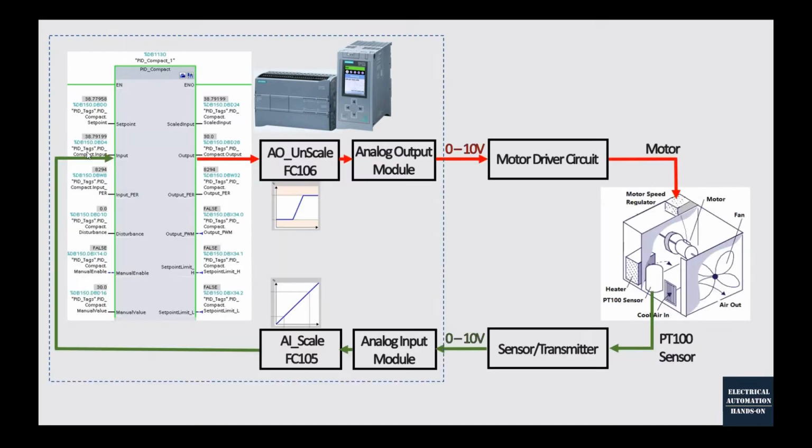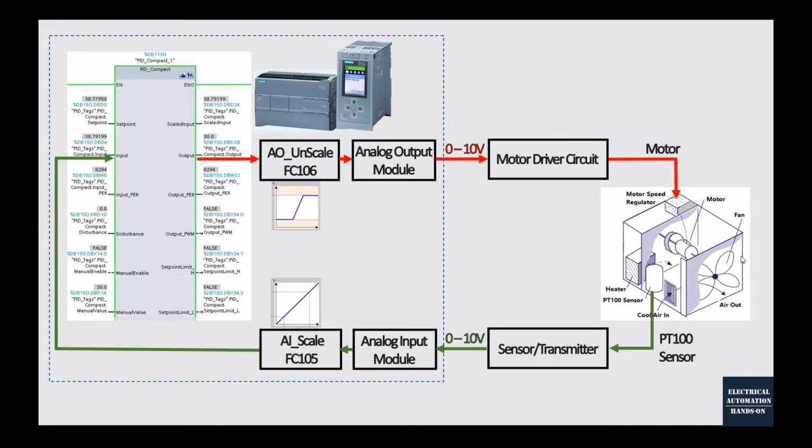Other than the PID control algorithm, we still need to set up the analog input and analog output. Also, you need to understand your control data system. You need to understand the actuators. For example, as shown on the screen, the actuator in this system is a motor drive circuit plus the motor system, because this motor drives the fan to cool the air.